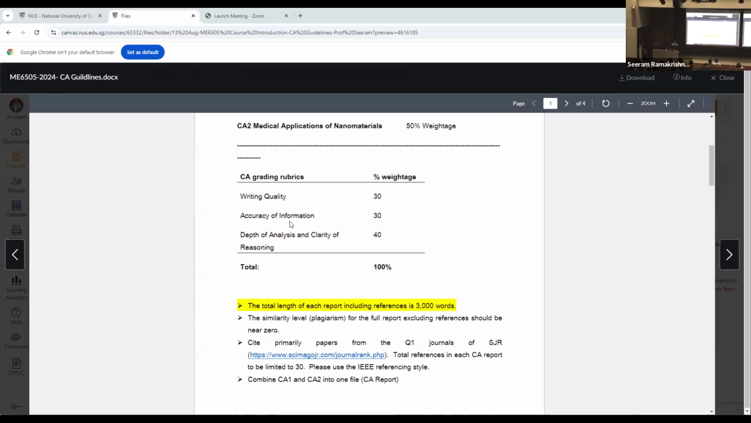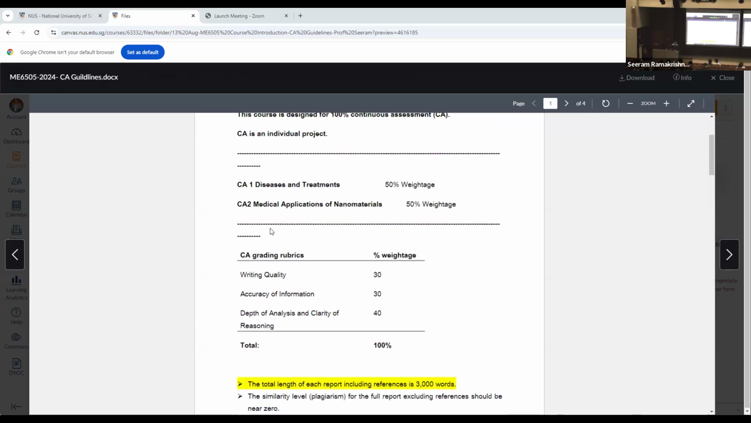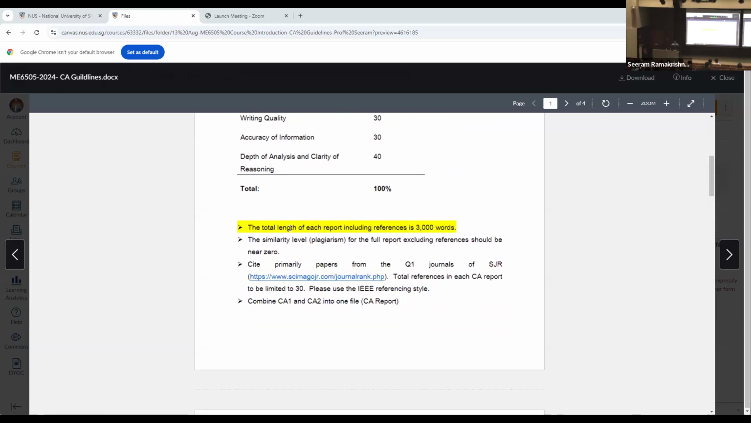And generally, we look for the quality of writing, accuracy of the information, depth of analysis, and clarity of reasoning. That's basically the weightage. So this comprises 100% of both of them. So for each case, I look at that kind of distribution.